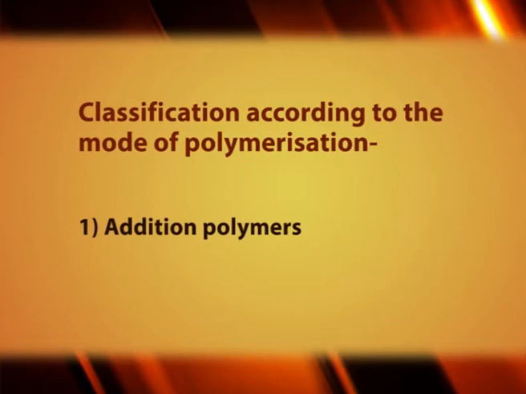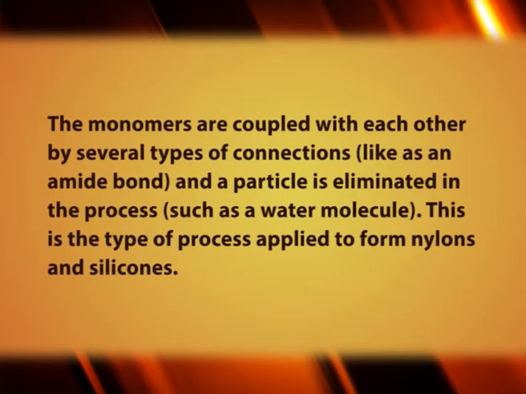Now, then we have another category, condensation polymers. Condensation polymers are formed by repeated condensation reactions between two different bifunctional or trifunctional monomeric units. The monomers are coupled with each other by several types of linkages like an amide bond, and a small molecule is eliminated in the process, which is usually a water molecule. This is the type of process applied to form nylons and silicones.